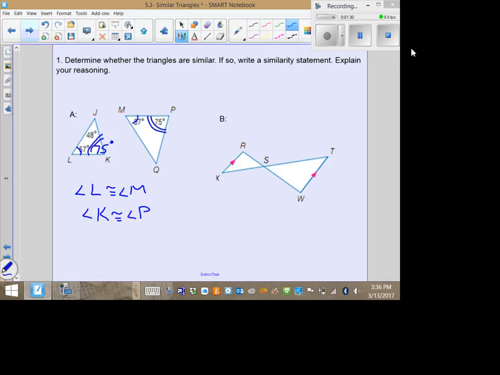And since we have two angles that are congruent, this is going to imply that triangle LKJ is similar to triangle MPQ. And so yes, these are similar by angle-angle.